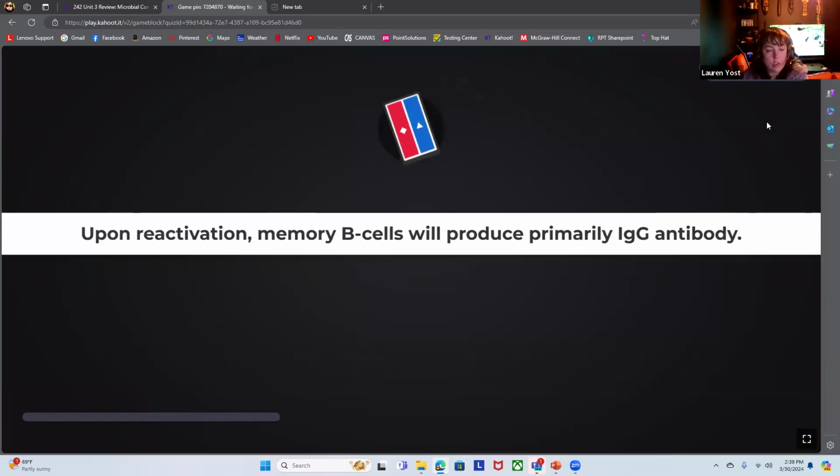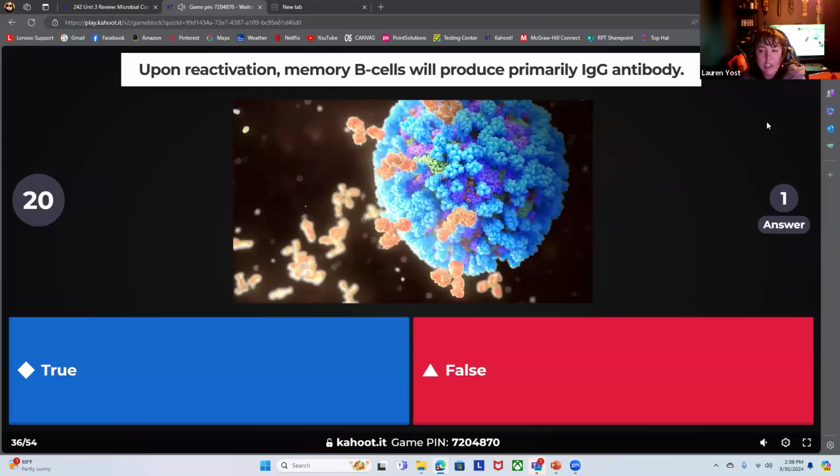True or false, upon reactivation, memory B cells will produce primarily IgG antibody. Memory B cells, what are they going to make?